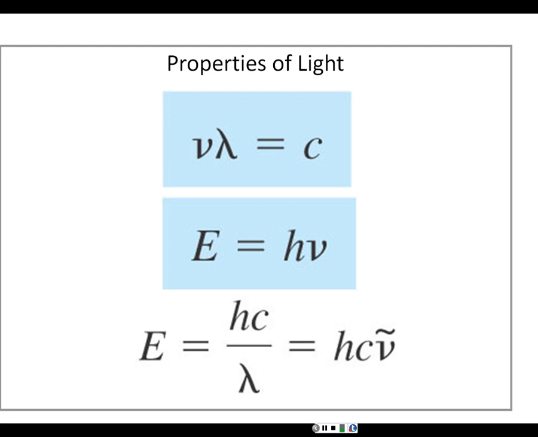We also have energy equals h nu, where h is Planck's constant, and again nu is the frequency of that electromagnetic radiation. By combining these first two equations, we can also get the derivative, where E equals hc over lambda, or Planck's constant times the speed of light over the wavelength. And in that last equation we see hc times nu bar. And again, nu bar is the wave number, and that's what we typically use in infrared spectroscopy, and it is the reciprocal of the wavelength.